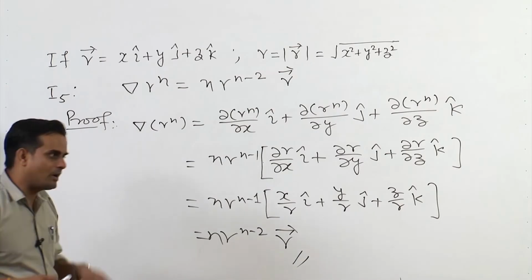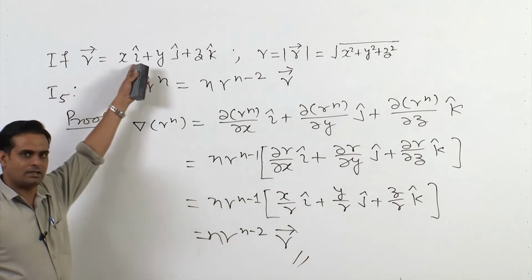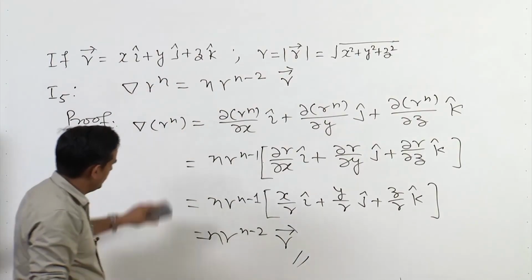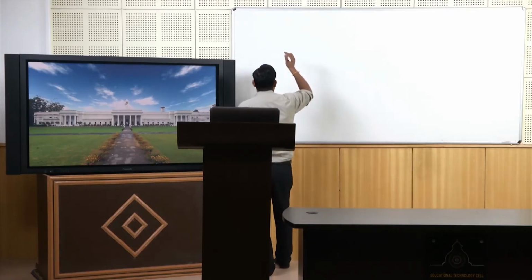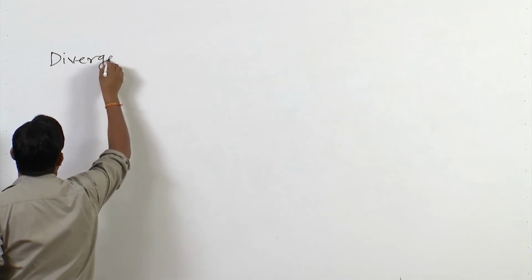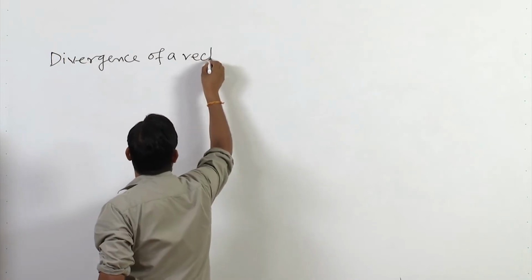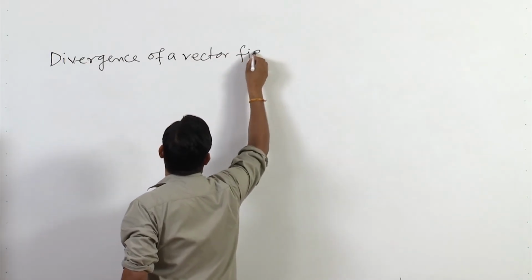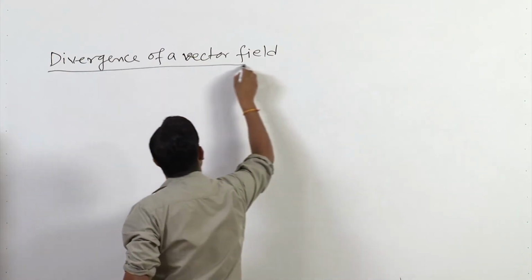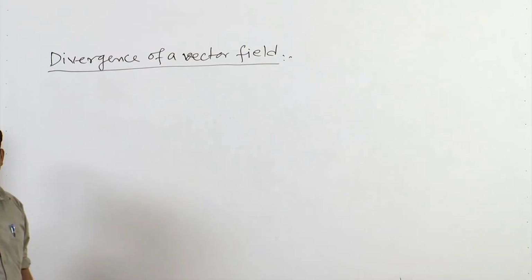So, we have taken these 5 identities on the gradient for a given vector r, which is x i plus y j plus z k, and we have done the proof of all these. Okay, now our next definition is divergence of a vector point function or vector field.